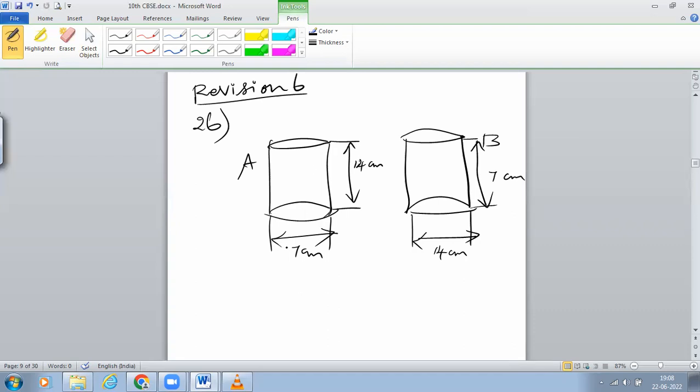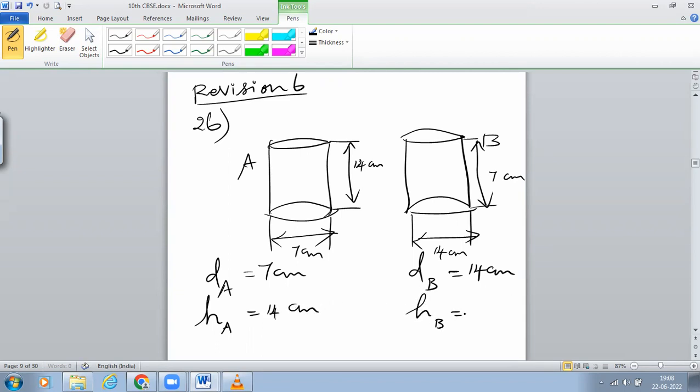Here, the diameter of A, I can give the name like this. Diameter is usually denoted by capital D. In the suffix I'm going to mention A because this is the diameter of cylinder A, that is 7 centimeter. Likewise, the diameter of cylinder B is equal to 14 centimeter. Height is denoted by small h. So the height of cylinder A is equal to 14 centimeter, and the height of cylinder B is equal to 7 centimeter. So these are the details given in the question.